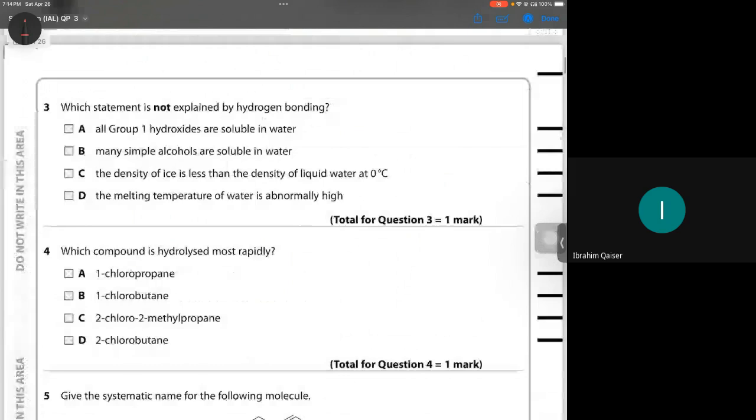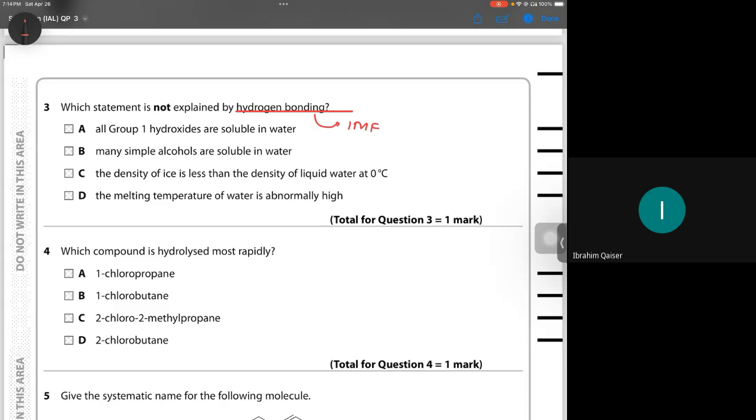Which statement is not explained by hydrogen bonding? Hydrogen bonding is a type of intermolecular force, IMF. All group 1 hydroxides are soluble in water. Okay. Many simple alcohols are soluble in water. The density of ice is less than the density of liquid water. The melting temperature of water is abnormally high. They are asking which statement is not explained by hydrogen bonding. So remember, they are saying all group 1 hydroxides are soluble in water.